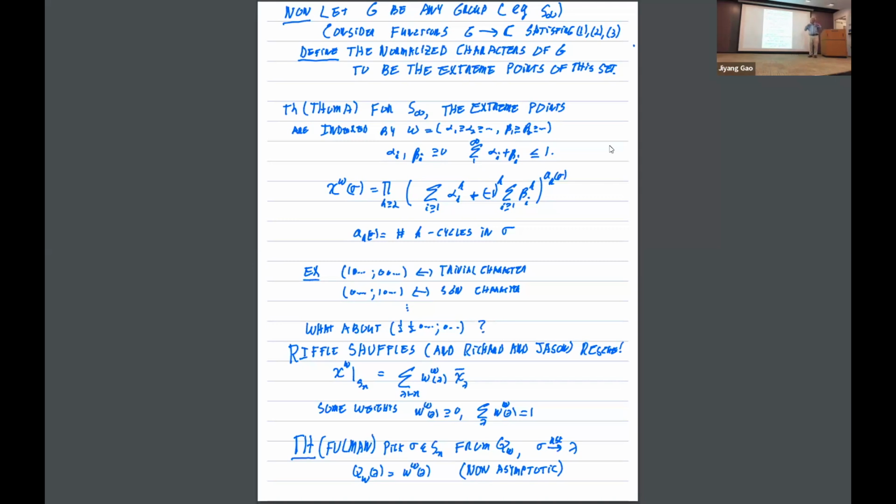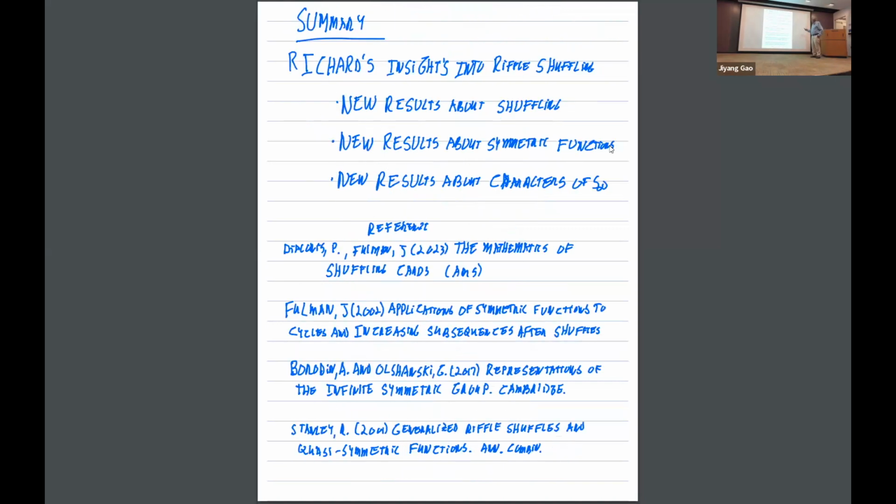Well, we know a lot about shuffling. Character people know a lot about the weights. There's a close connection between shuffling and characters, a very nice match. I'm going to end now. I should have ended minutes ago, but I'm not going to do that.